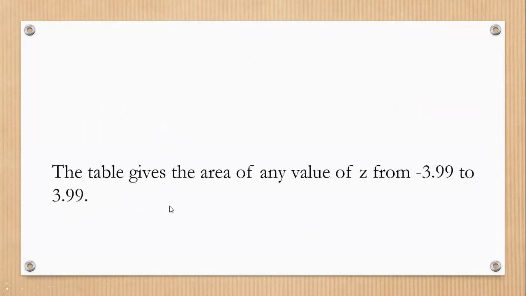Okay, what is that? The z-table gives the area of any value of z from -3.99 to 3.99. So if you take a look at the table, if you have searched the z-table online, the values range from -3.99 to +3.99.